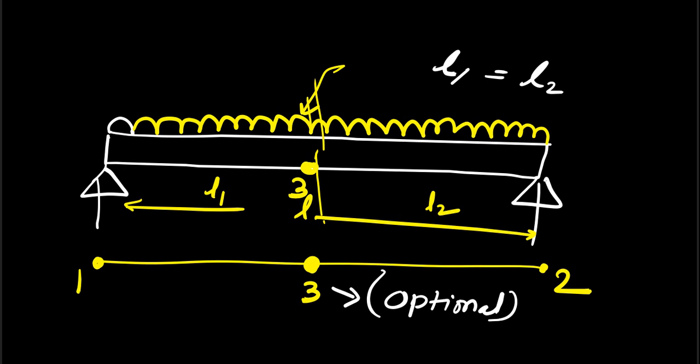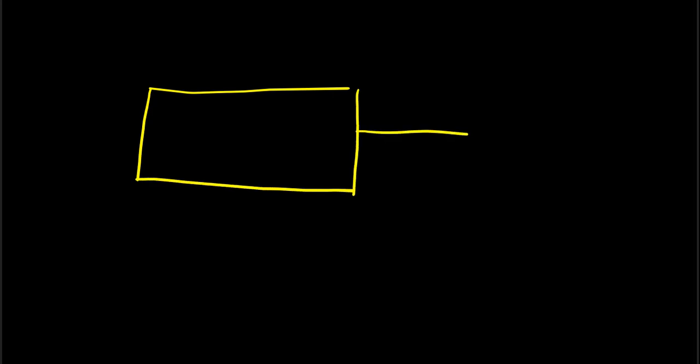Now we'll see another case. If you take a bar, again a bar or beam you can say, here there are two elements, say this is element 1, this is element 2, and if you fix this end, it becomes a beam.